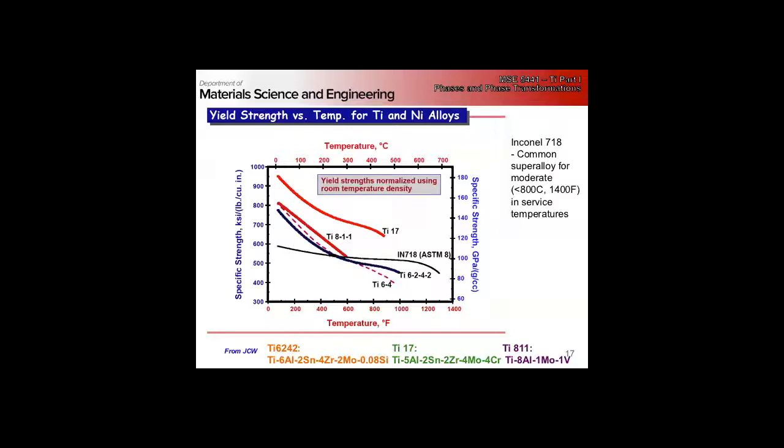So in this case, it's not necessarily just a matter of what's the highest strength. It's what's going to maintain. We can have a lower specific strength material if it's going to maintain its properties for a longer range. And here at the bottom of the slide, they put the relevant compositions for these alloys. Ti-17 is 5 aluminum, 2 tin, 2 zirconium, 4 molybdenum, 4 chrome, and if you add those all up, they give you 17% alloy composition. So that's why it's called Ti-17.